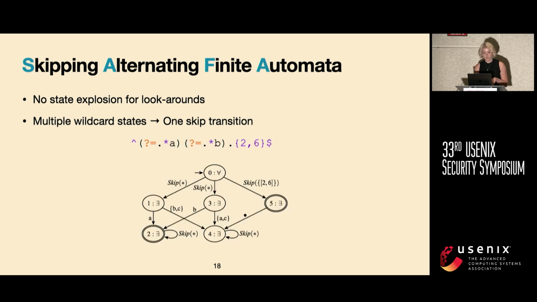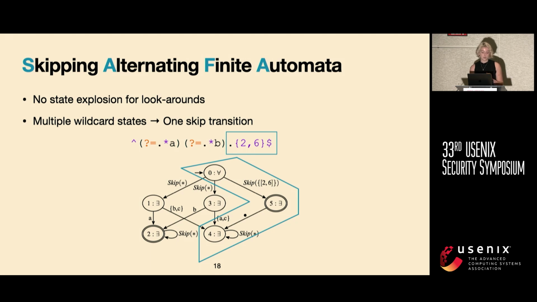So here we have the regex from earlier and the corresponding SAFA. With SAFAs, we're able to essentially condense this statement of, the document has to be between 2 and 6 characters long, into a single transition. This transition from state 0 to state 5. With a regular NFA, this would require 6 transitions, so significantly more. And in practice, we found that SAFAs tend to have 5 orders of magnitude fewer states than their DFA equivalents.